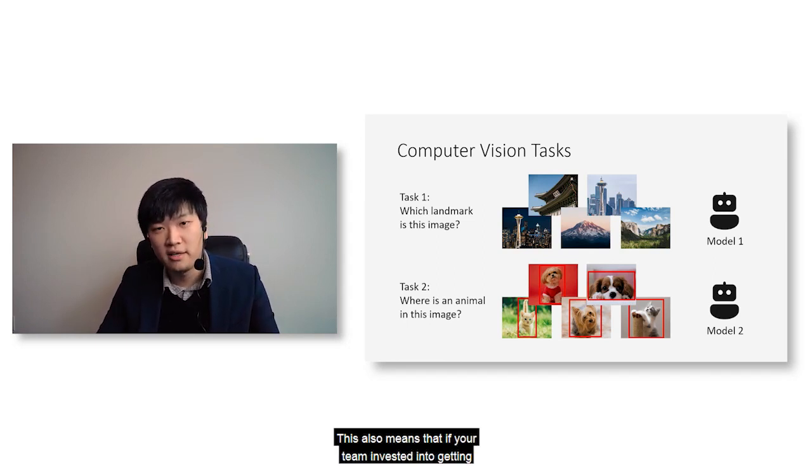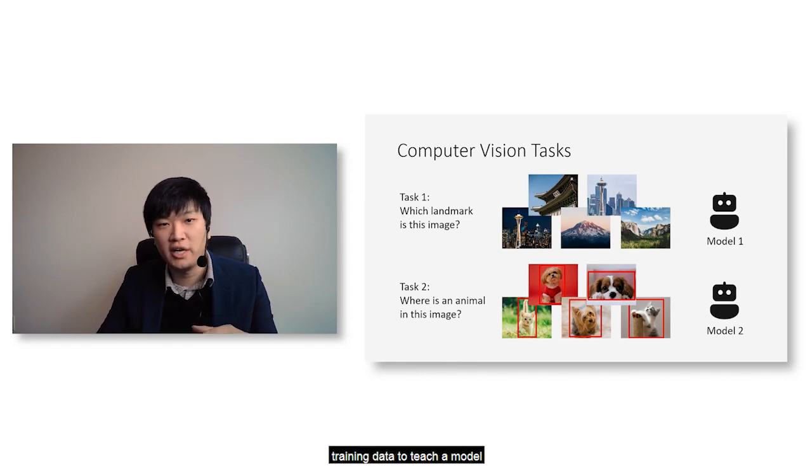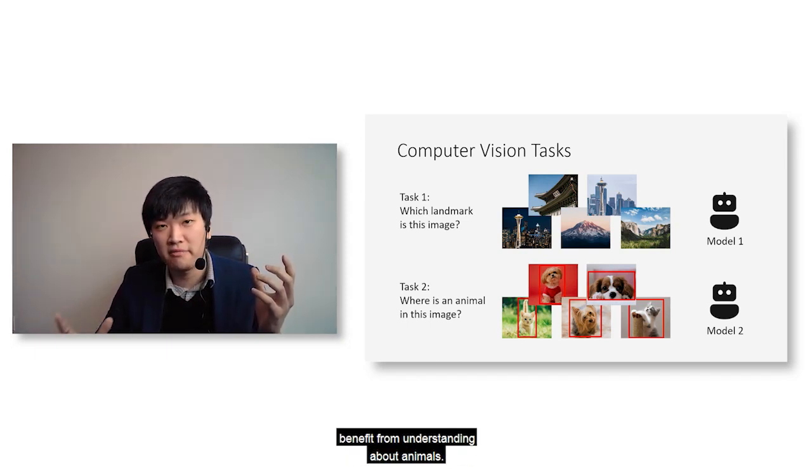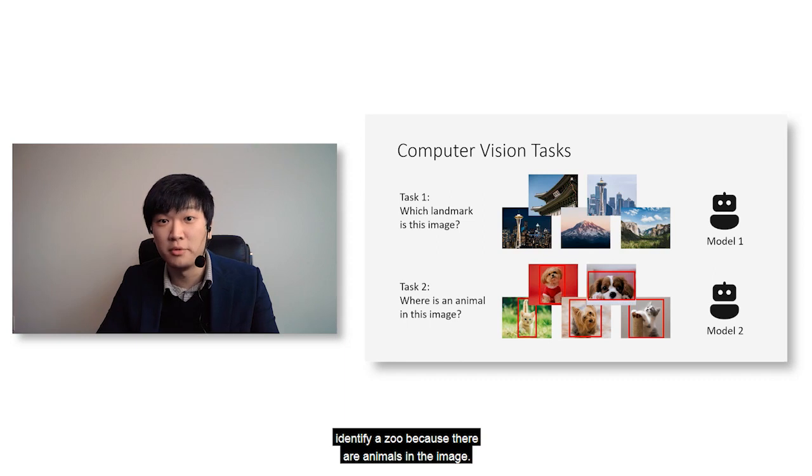This also means that if your team invested in getting training data to teach a model about one aspect of the visual world, for example animals, it is not being used to help any other models that may benefit from understanding about animals. For example, a landmark model that can identify a zoo because there are animals in the image.